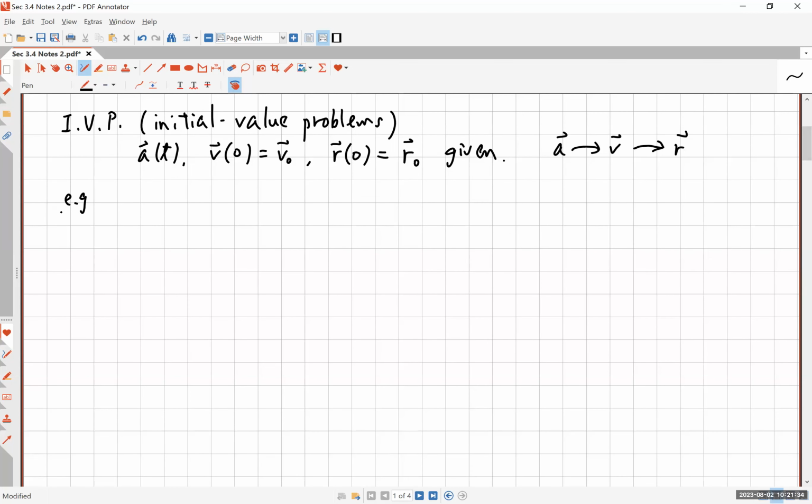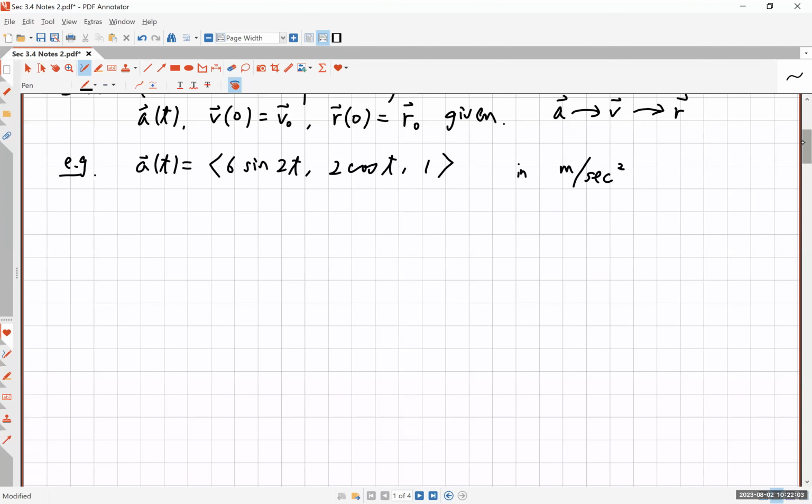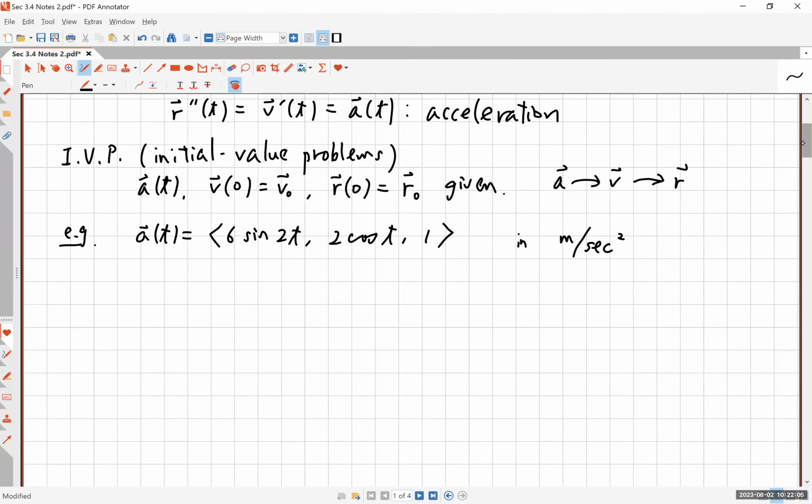So here's our example. Let's say the acceleration is given as 6 sine 2t, 2 cosine t, and 1. By the way, this is in meters per second squared, and this is how the acceleration is described. It's a rate of change of velocity per second, so it'll be meters per second squared.